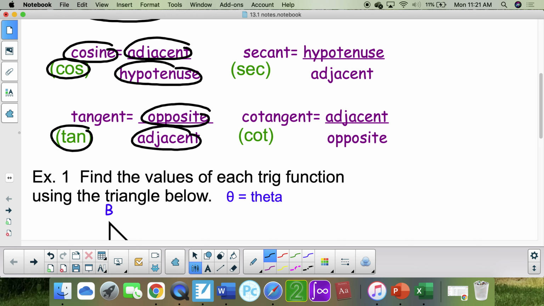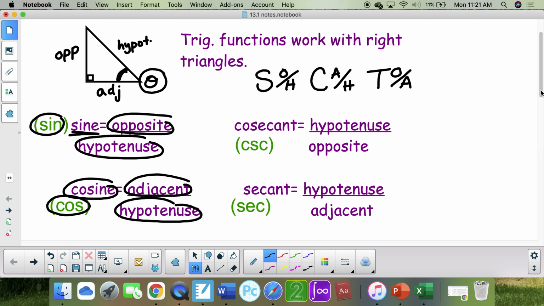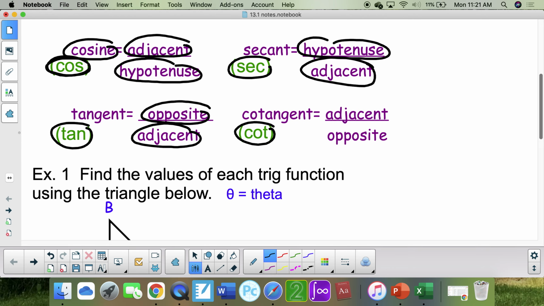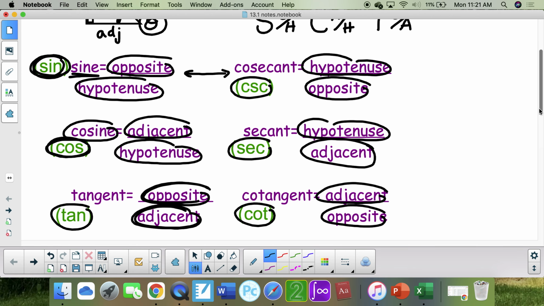Okay, now we're going to talk about the other three, which are reciprocals of these three. So sine and cosecant, CSC for short, are reciprocals of each other. So it's hypotenuse over the opposite. Cosine and secant are reciprocals of each other. So instead of adjacent over hypotenuse, it's hypotenuse over adjacent. And then tangent and cotangent are reciprocals of each other. Opposite over adjacent, reciprocal is adjacent over opposite. Those are called the 6 trig functions.